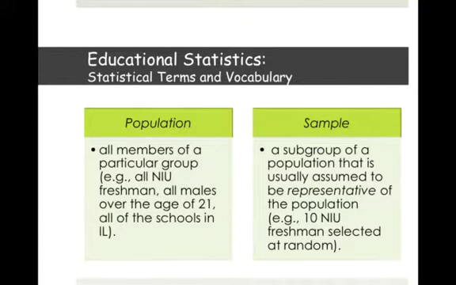So as I said, a population is all members of a particular group. For example, all NIU freshmen, all males over the age of 21, or all the schools in Illinois, whereas the sample is a subgroup of a population that is usually assumed to be representative of the population. So if my population is all NIU freshmen, maybe a sample might be 10 NIU freshmen selected at random. What would make it a poor sample, though, is if I selected 10 freshmen who all lived at Neptune Hall or something like that, because that wouldn't encapsulate all the variety of freshmen that attend NIU. Some live in the dorms, some don't.